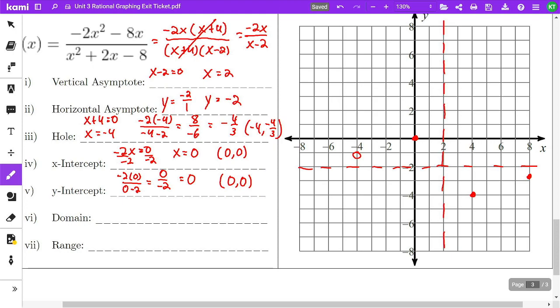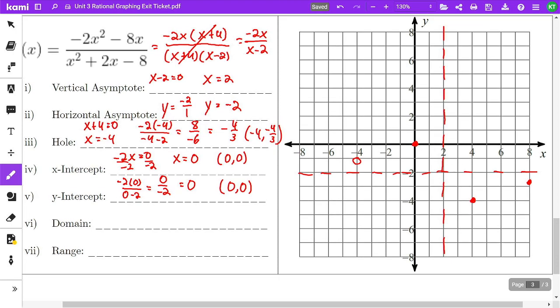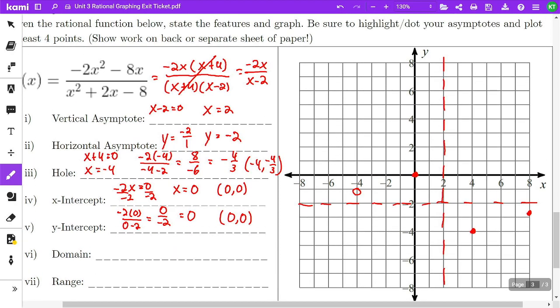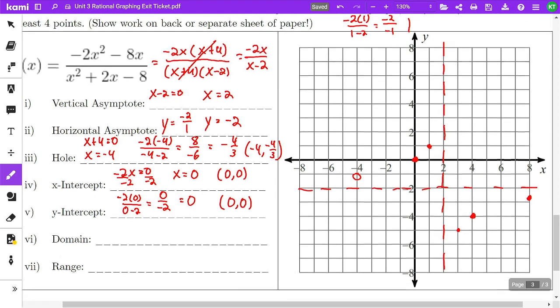And for good measure, I'm going to get one more point at, let's say, x equals 1. So if I plug 1 into my simplified function, I will have -2 times 1 divided by 1 minus 2, which will give me -2 divided by -1, which will give me 2. So I have another point here. So if I go left 1, up 3, I can go right 1, down 3. And so I'm just going to connect these dots.